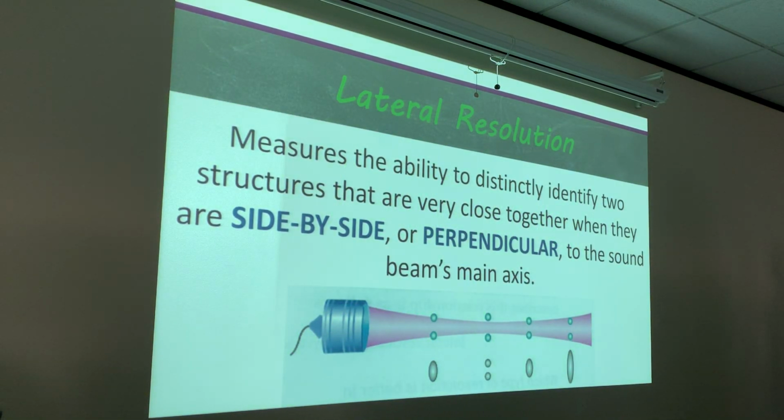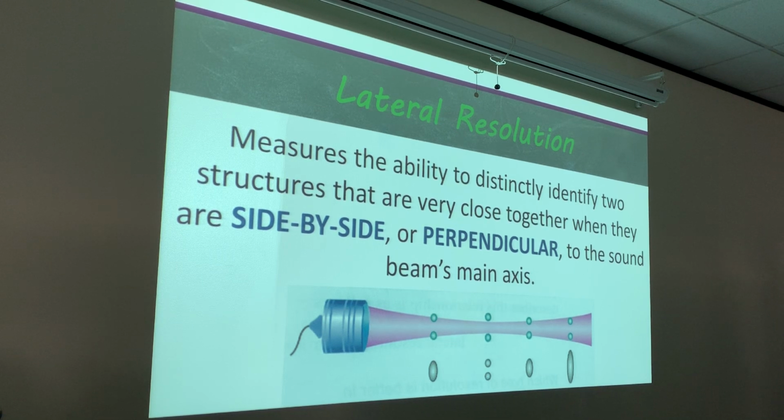Okay? Lateral resolution measures the ability to distinctly identify 2 structures that are very close together when they are side by side or perpendicular to the sound beam's main axis. Here's our sound beam traveling this direction, right? These 2 structures right here are side by side or perpendicular to the sound beam's main axis. When they collide, it creates a 90-degree angle. These are no longer front to back like axial resolution. They're side by side.